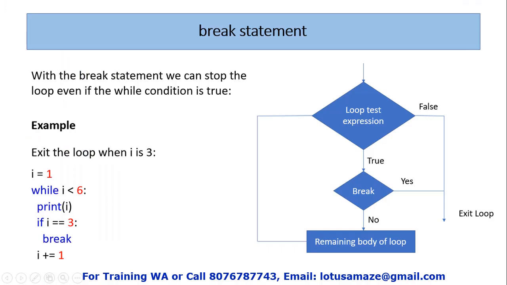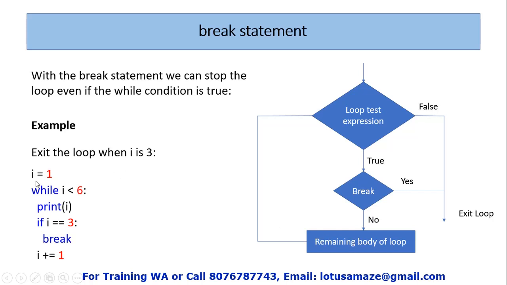So we can look into the break statement. The break statement is used to stop the loop if the while condition is true, and within that some condition becomes true and then I want to exit the loop. So in the loop, test expression, here you can have the condition, if this is true, and then within that we have a condition to check, and then break is there, then break brings you out of the loop, right? And if break is not there, then the remaining part of the loop will be executed.